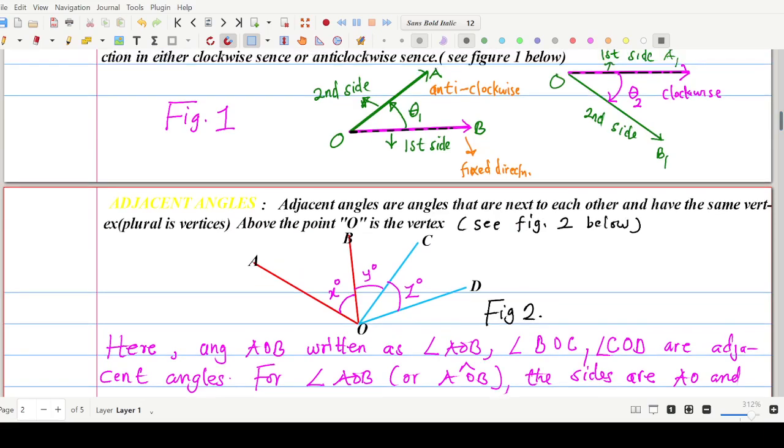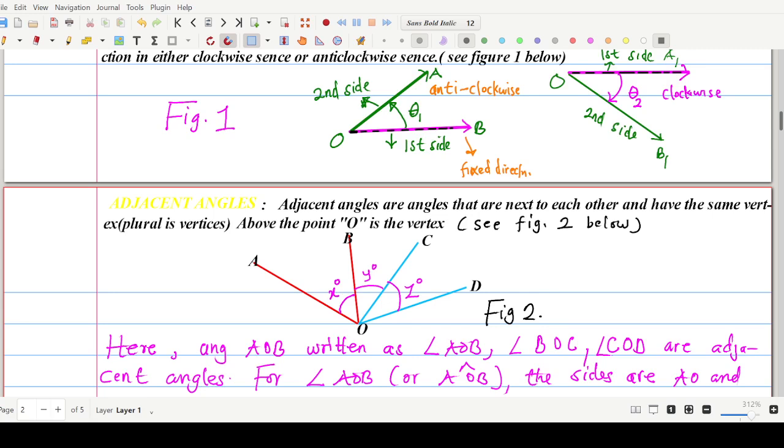Now the next thing we want to define is what is known as adjacent angles. What do we mean by adjacent angles? When do we say angles are adjacent? Take note, many people do not know this term. When they say adjacent angles, they don't know what it means. Adjacent angles are angles that are next to each other and have the same vertex.